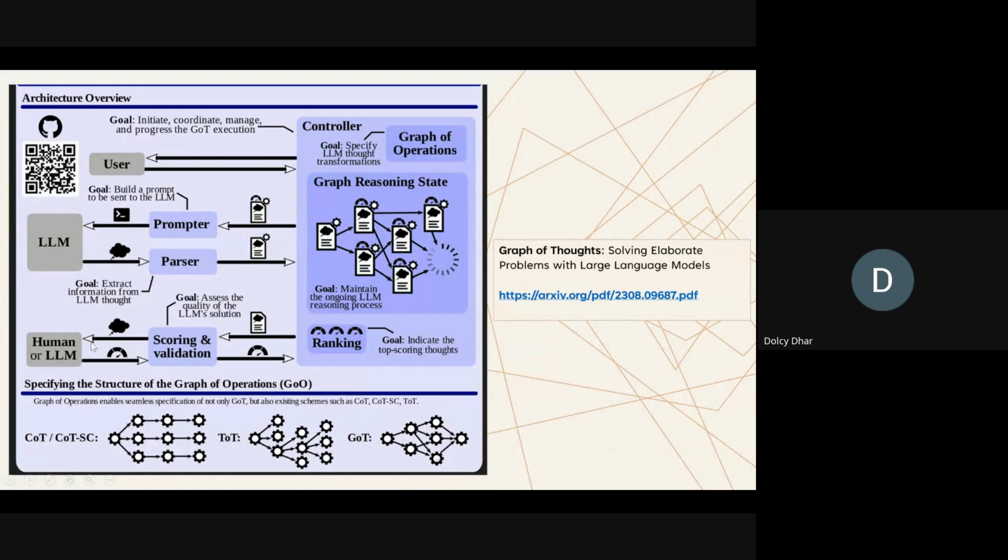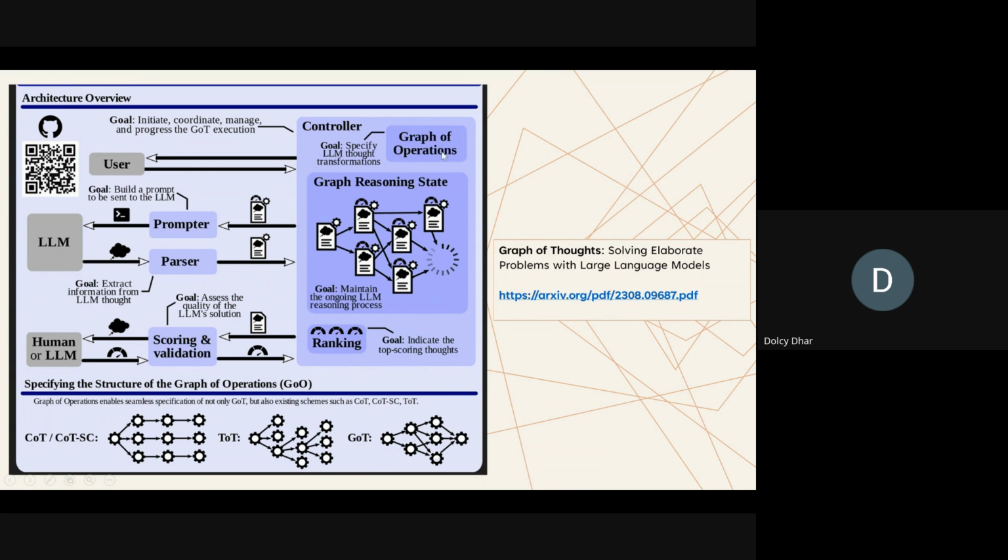Here, the architecture goes like this: the LLM is here, and there are two components. There's a prompter, which keeps prompting the LLM, and there's a parser, which keeps extracting the LLM response. So this is like a cycle, a loop. It will keep happening. There is an external component, in terms of code you can think of it like an external variable or an agent known as the controller, which tracks the thoughts and also the reasoning state of the LLM.